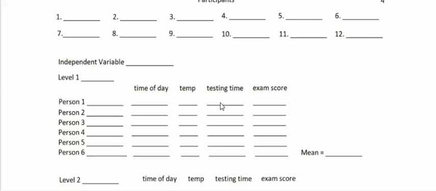And give each person a testing time in minutes, which is the number of minutes that the person has to take the exam. So this blank would be the number of minutes that person 1 has to take the exam. This blank would be the number of minutes that person 2 has to take the exam, and so on.